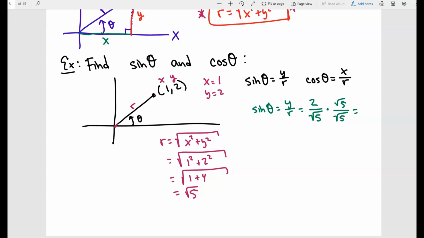So what we're going to have is 2 square root of 5 divided by 5 times 5 gives me 25. The square root of 25 gives me 5. This is how I want it. Okay, 2 square root of 5 over 5.